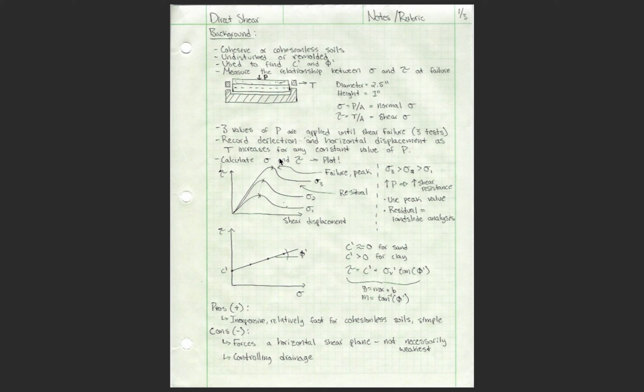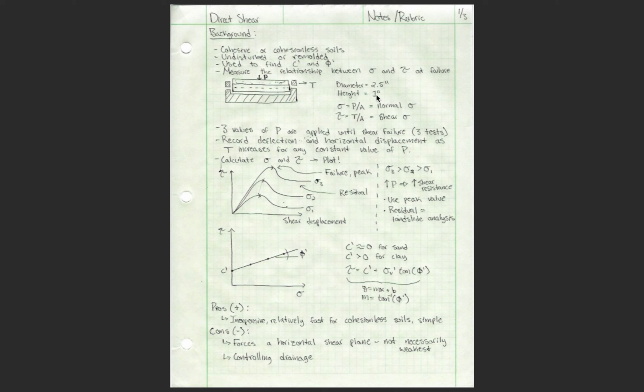This type of test is used for cohesive or cohesionless soils. Normally you'd have an undisturbed or remolded sample. It's used to find your c prime and your phi prime values, and to measure the relationship between your normal stress and your shear stress at failure.